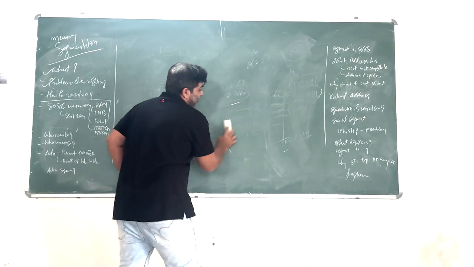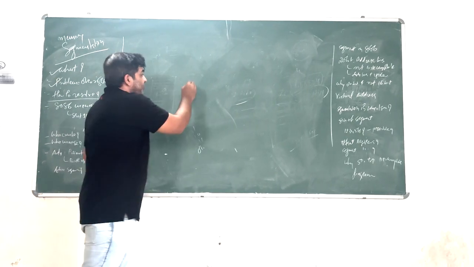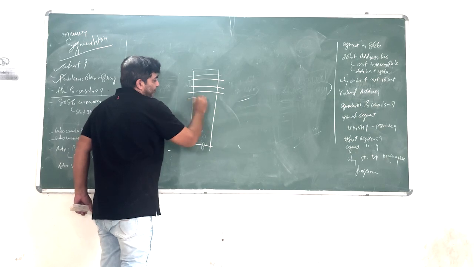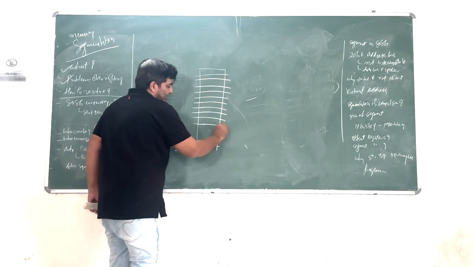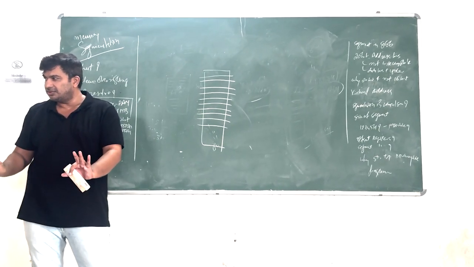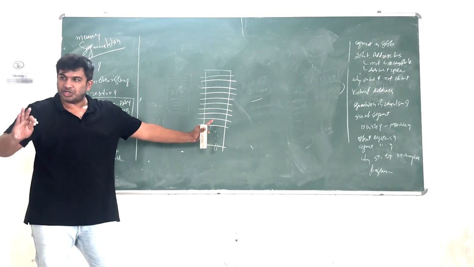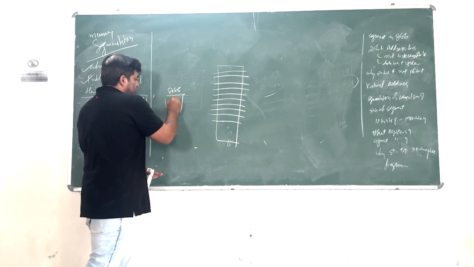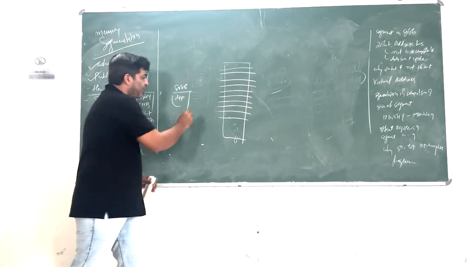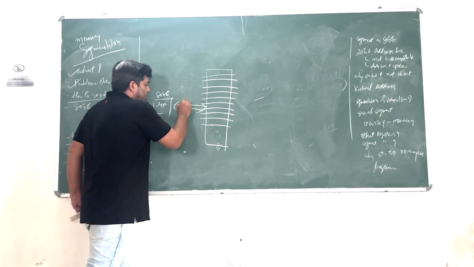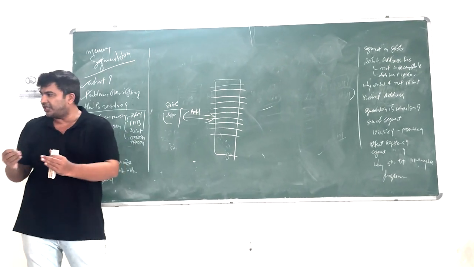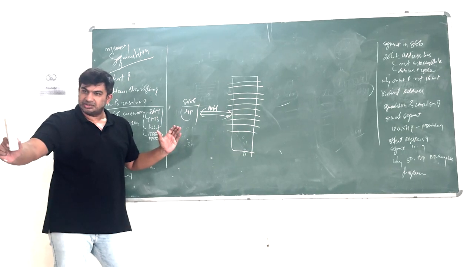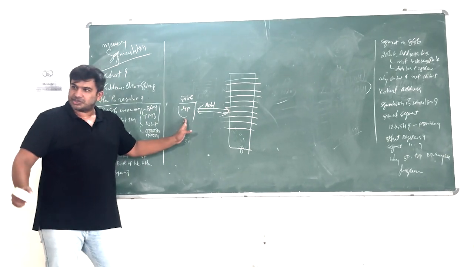Okay, let's make it very clear. This is my memory of 8086. Now this is memory. This is not the microprocessor. This is my microprocessor, 8086 µP. Both are connected with something called the address bus and data bus. Memory is outside my microprocessor. This is RAM. This is my microprocessor. Clear?